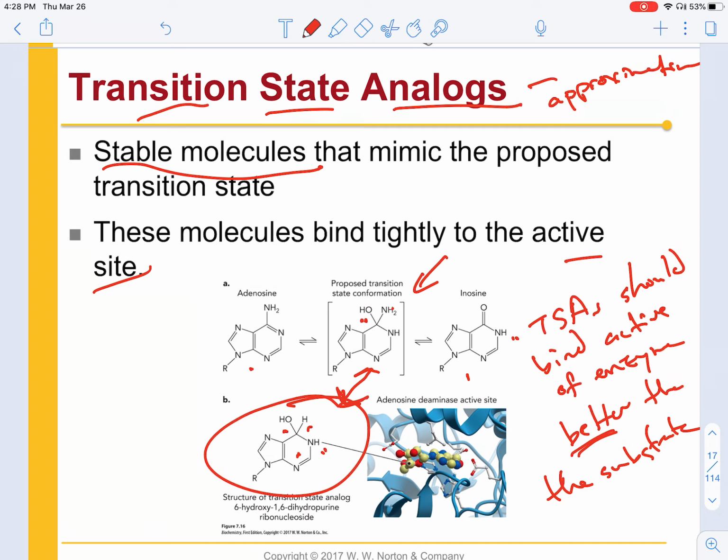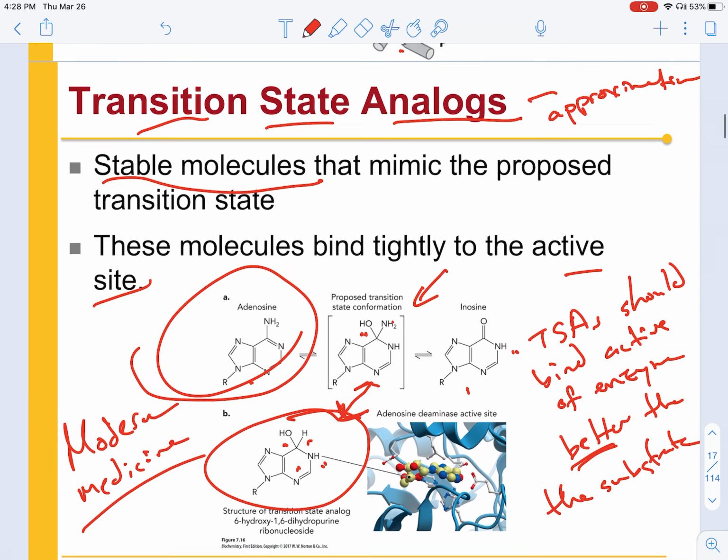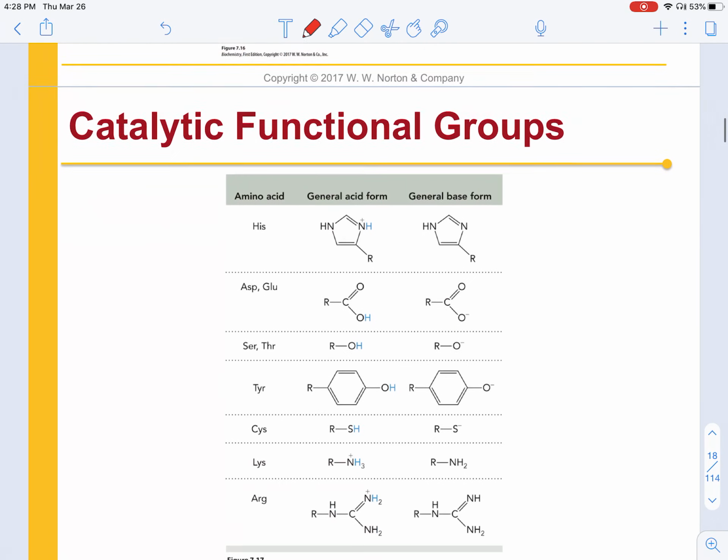So this is a way in which you can come up with a mechanism of action, and you can test it by designing analogs or stable analogs to the actual active site and determining whether you dramatically increase the binding affinity. This is how modern medicine works nowadays in many ways. You look for things that block enzyme function and allow a body to work effectively.